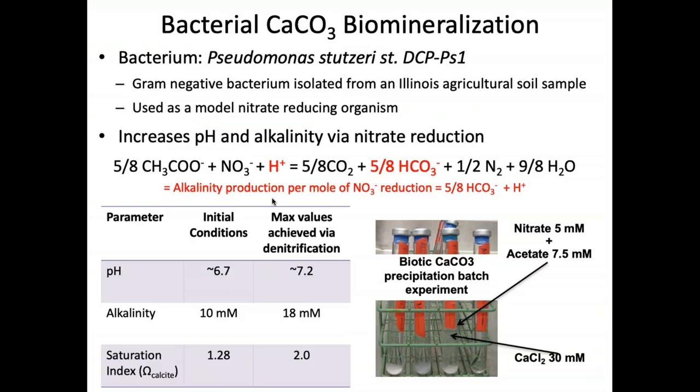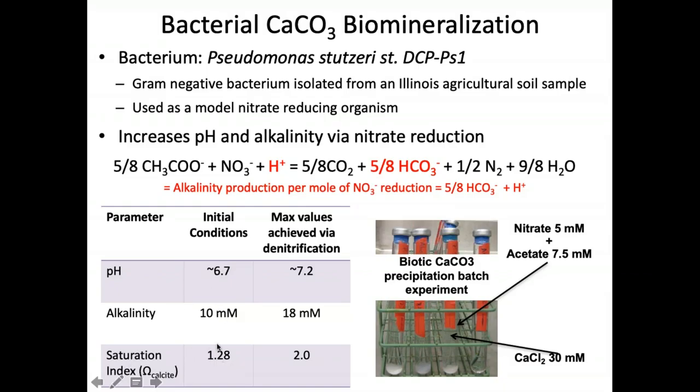Before jumping into the microfluidic experiment, to investigate what factor is causing this precipitation, we chose the bacteria Pseudomonas stutzeri, which is a gram-negative, denitrifying bacteria. What is known about it is that it converts nitrate into nitrogen, and during the process it consumes one H+ ion, which prevents a drop in pH, that is, an acidic condition. At the same time it forms 5/8 molar of HCO3 per mole of nitrate reduction. So per mole of nitrate reduction, we have this alkalinity generation and this H+ ion consumption.